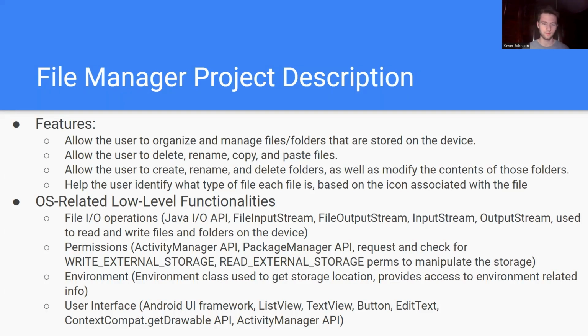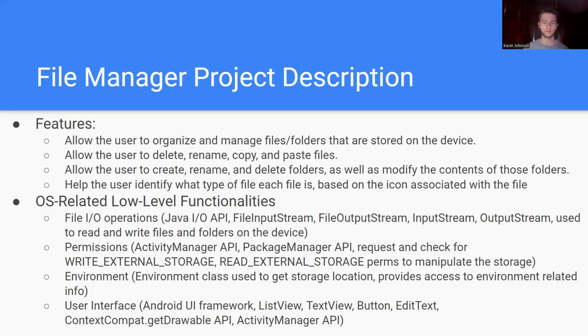For low-level functionalities, I use different APIs for different functions, like for input output operations with files, I use the Java input output API. I use the file input stream, file output stream, as well as other things. For permissions, to give permissions to do the input output operations and manipulation, I use the activity manager API and package manager API and other things as well.